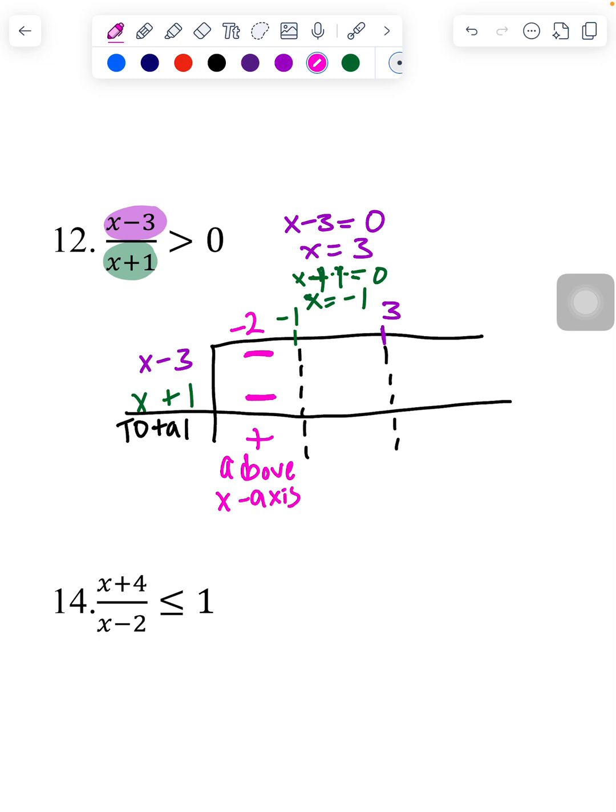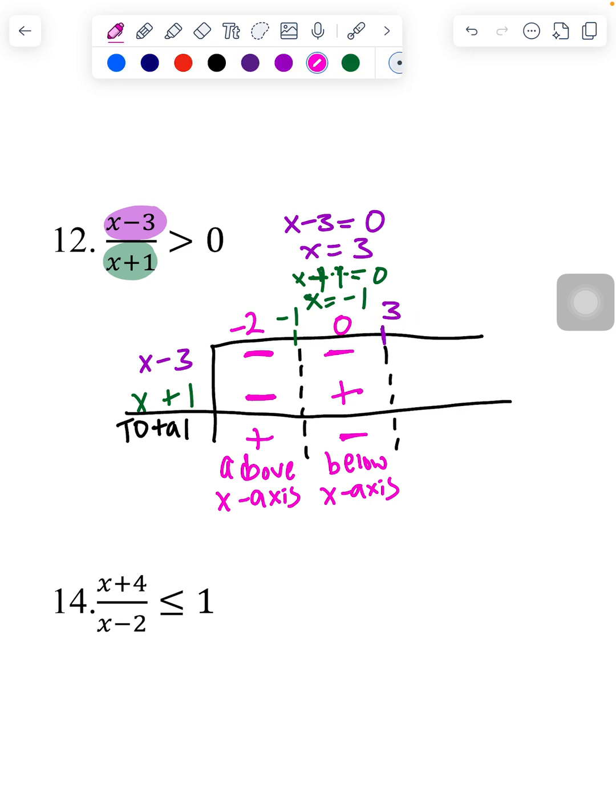Okay, and I do a very similar process in between -1 and 3. An easy number there is 0, and I like using 0 because 0 makes my life easy. So 0 minus 3 will end up being negative. 0 plus 1 is positive. Now I'm going to do the same process I did here. A negative divided by a positive will remain negative. So this will be below the x-axis from between -1 and 3.